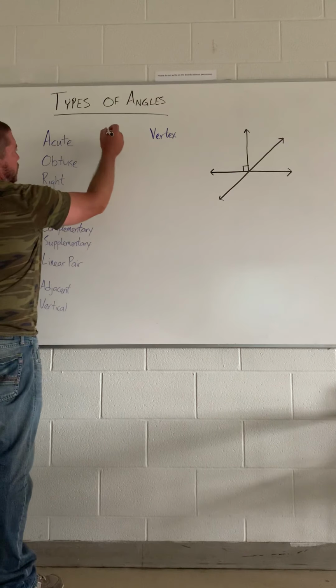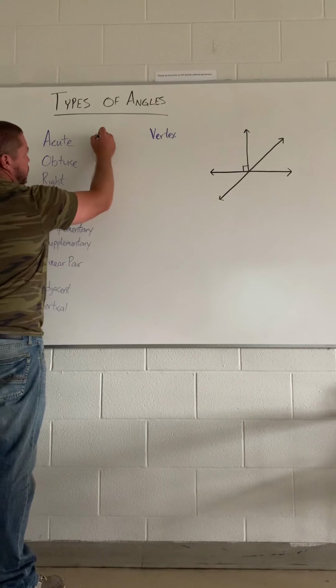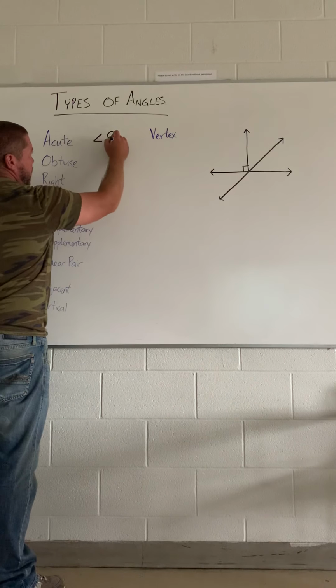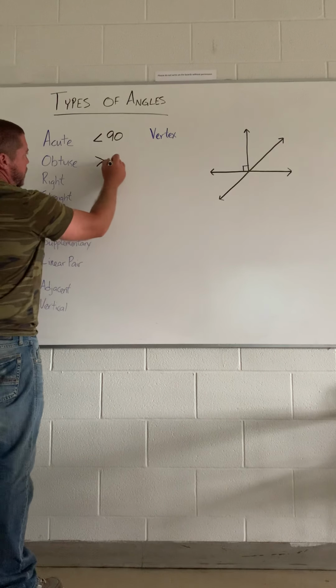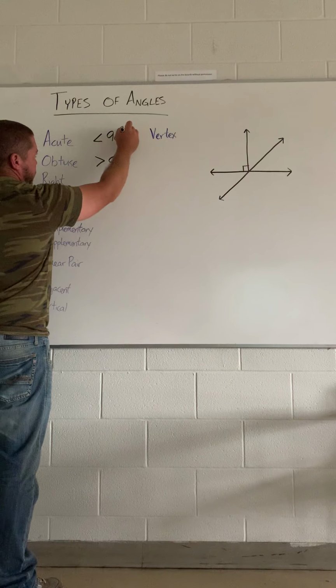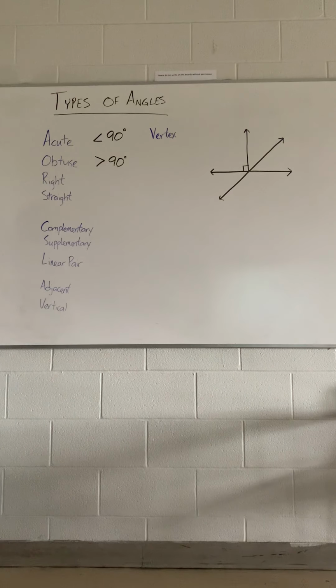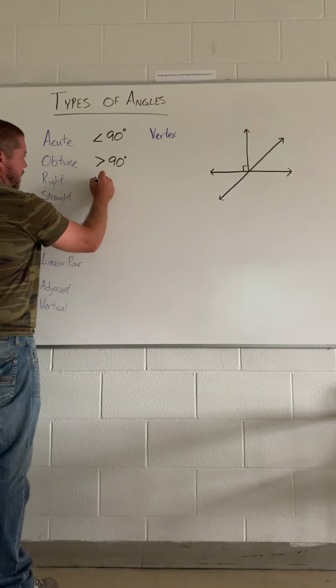We have acute, which is going to be less than a 90-degree angle. So less than 90 degrees. Okay. We've got an obtuse, which is going to be greater than 90 degrees. A right angle is exactly 90, so it equals 90 degrees.